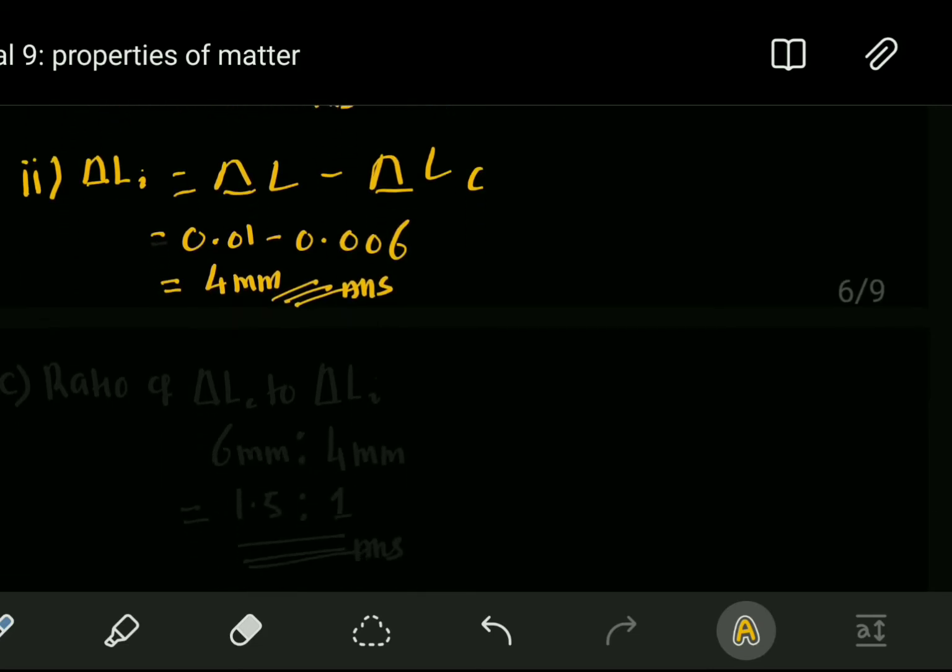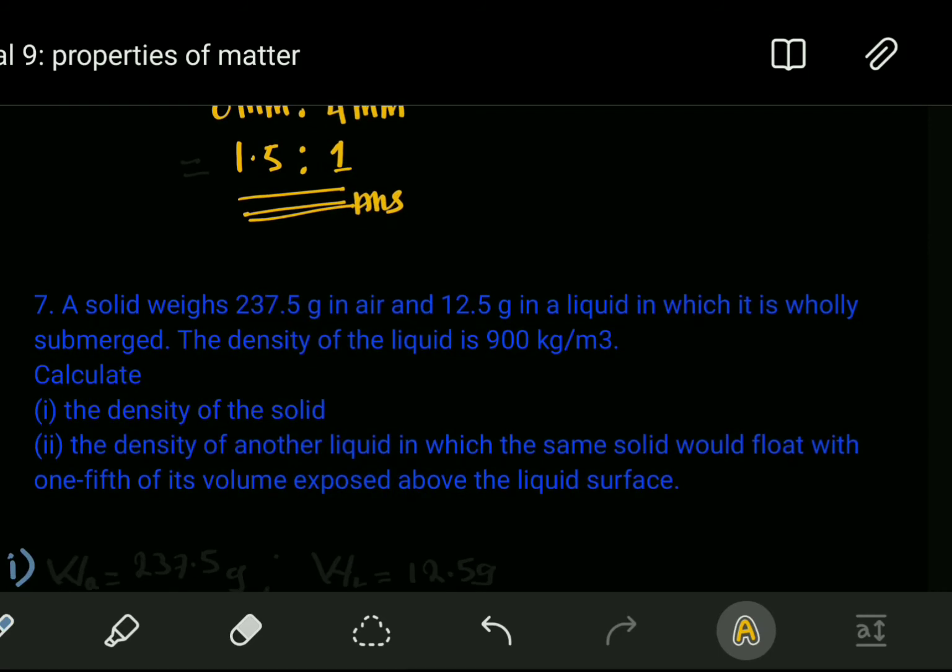Okay, so now to find the ratio, we know that the change in length for the copper wire is 6 millimeters, whereas that of the iron is only 4 millimeters. So we can see that the copper wire has been stretched more than the iron wire. Therefore, the ratio here of the extension of copper to the extension of iron is 1.5 to 1. Okay, 1.5 to 1. All right, so question 7.